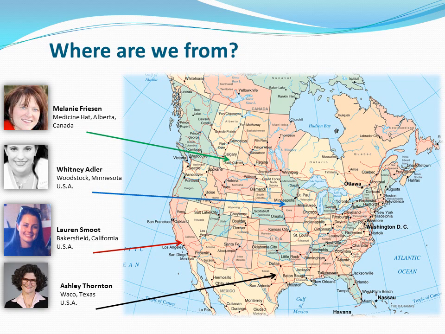We wanted everybody to know where we really came from, and since this is an online class, it only fit that we kind of tried to draw a map. First we have Mel, and she came from Medicine Hat, Alberta, Canada. Next, me, Whitney Adler, and I live in Woodstock, Minnesota. Followed by Lauren Smoot, and she lives in Bakersfield, California. And last but not least, Ashley Thornton, who lives in Waco, Texas.